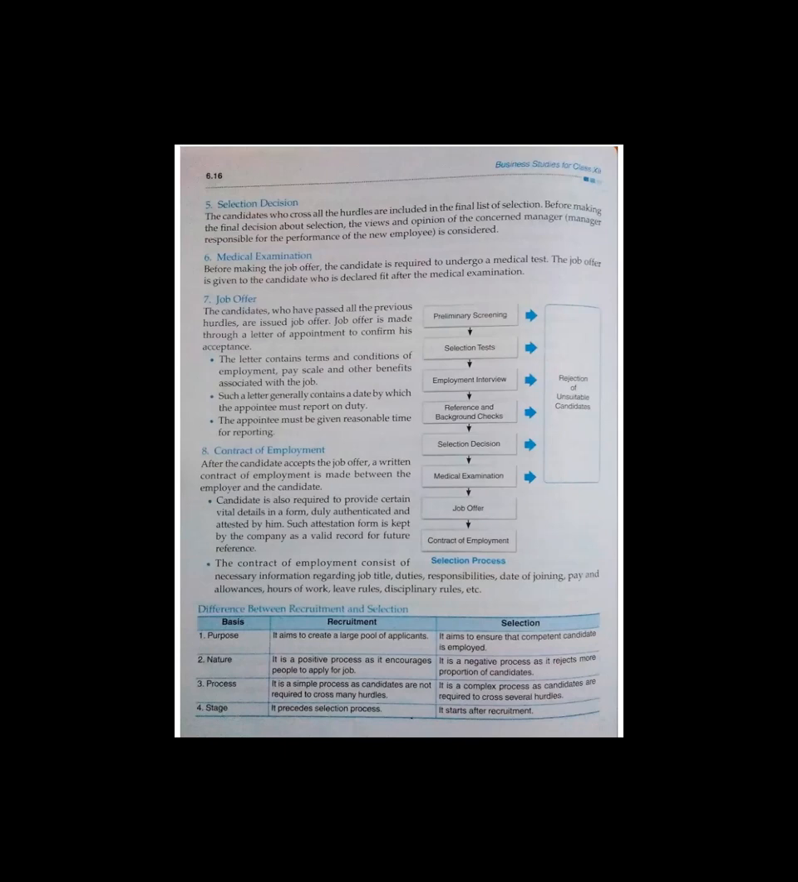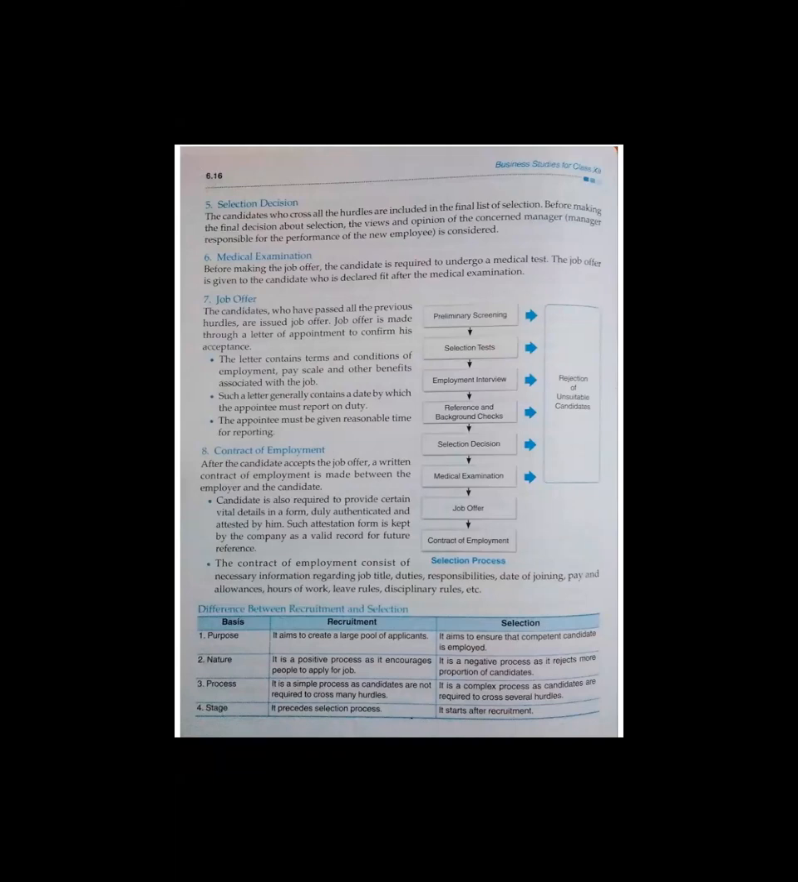And the third round is what? Personal interview, or employment interview. So those who have cleared the first two rounds will be called for the third round, where we will conduct the interview. In the interview we will find out whether the information they have given is really true, whether they are knowledgeable, skillful persons, all those things we will come to know. And again in the interview we will filter; those who clear round 3, we will call for round 4.